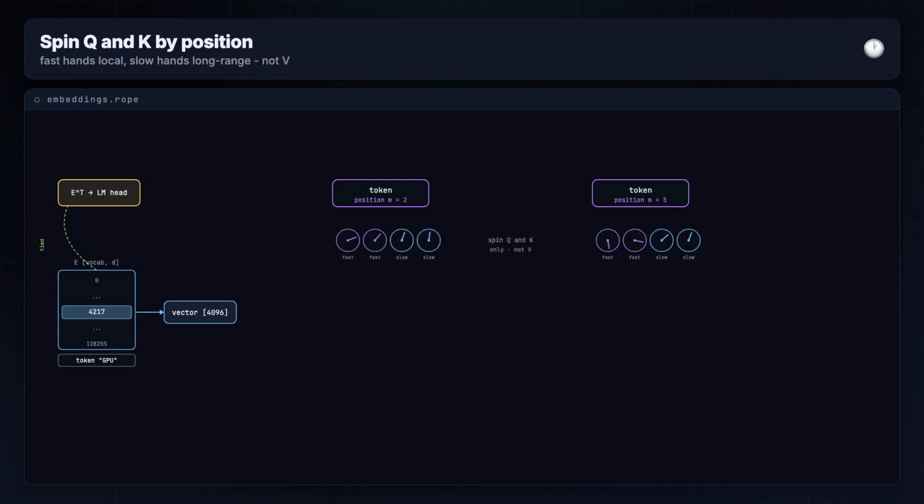Here come the clocks. Each dimension pair is a hand. At position 2, the hands have spun a little. At position 5, they've spun more. Fast hands on the left for local order. Slow hands on the right for the long range. We spin the query and the key this way, and only those two, not the value.